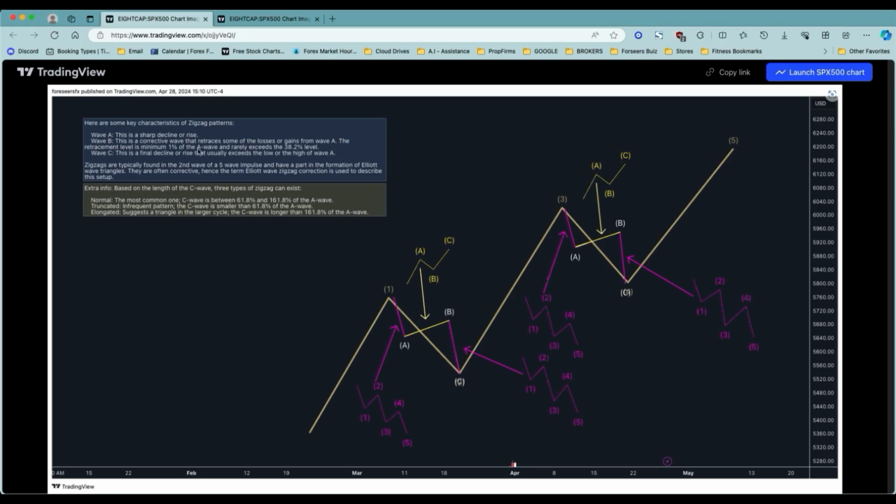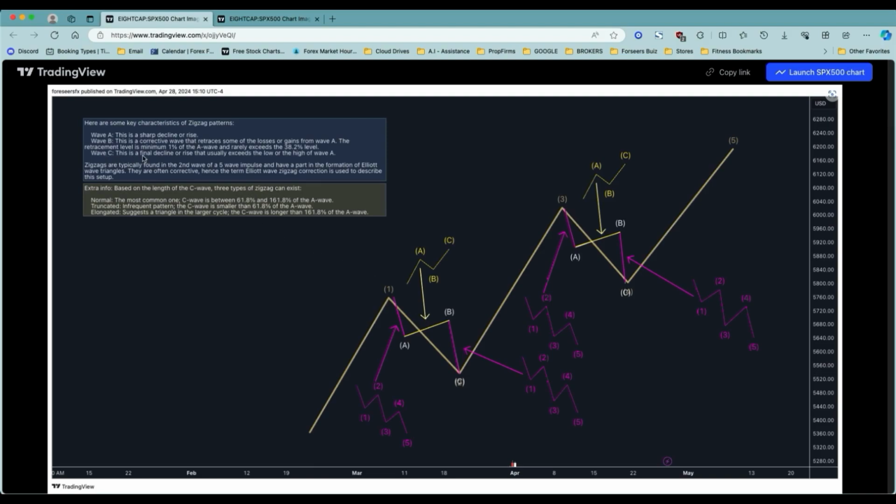Wave B, this is a corrective wave that retraces some of the losses or gains from wave A. The retracement level is minimum 1% of the A wave and rarely exceeds the 38.2 level. In other words, that's just the Fibonacci level that you draw from the beginning to the end of wave A. And as you can see, it retraces somewhere around that area.